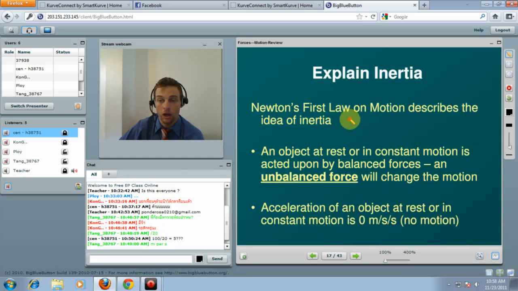So Newton, who about 300 years ago, he's a physicist and really brilliant guy, came up with these laws, and they're kind of the basis for general physics. And his first law, it talks about inertia, and it says an object at rest or in constant motion is acted upon by balanced forces. An unbalanced force will change the motion. So it basically means if you have something that is at rest, which just means not moving.